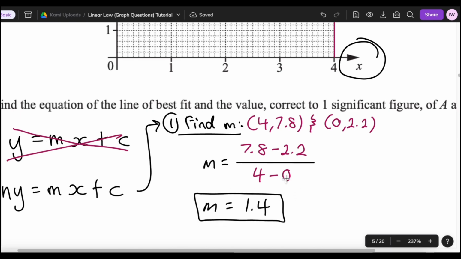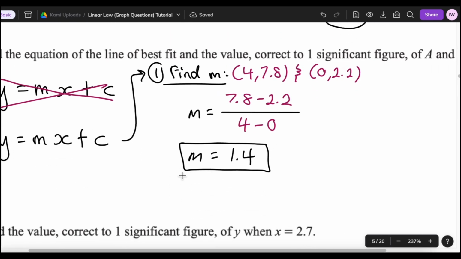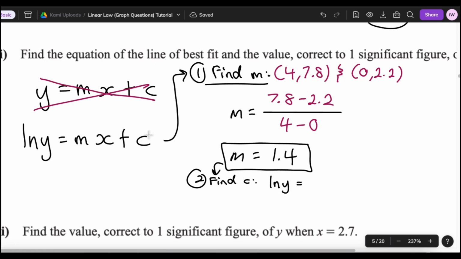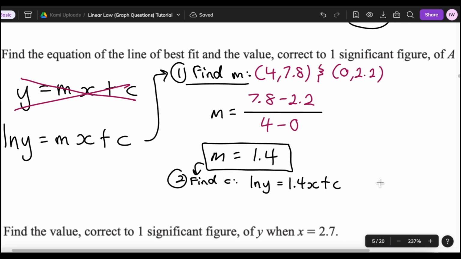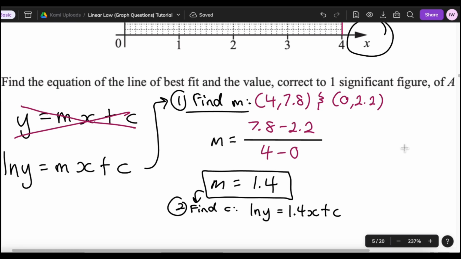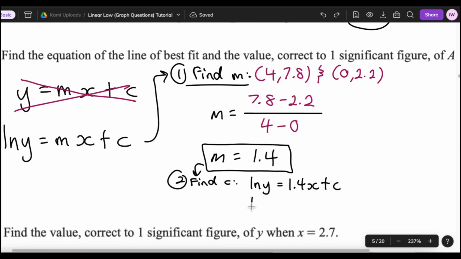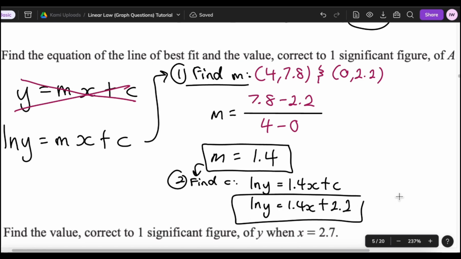So that's our gradient. And if I go ahead and update the equation, step 2, let's go ahead and find c. The updated equation looks like this. ln y equals mx plus c, but instead of m, I'll say 1.4. And just like the previous questions, these kind of graph questions in linear law, for c, you can actually just take it directly from the y-intercept. So you don't need to do any substitution here. I suppose you still could, but it's a bit easier to just look at this y value. That's the value of c. It's just 2.2. And you can just plop that in. 1.4x plus 2.2. And ta-da, we have a completed equation.